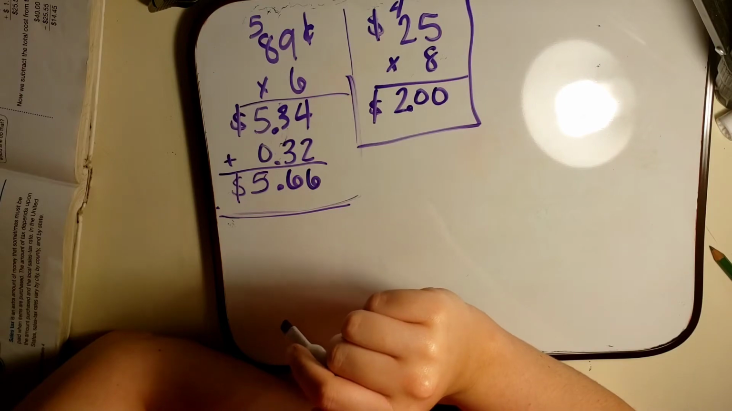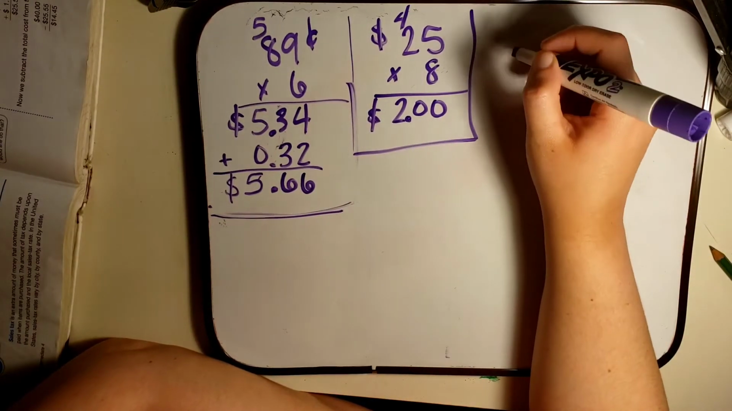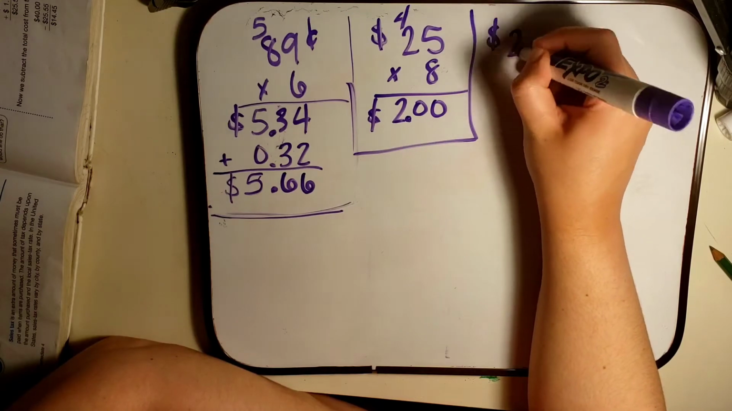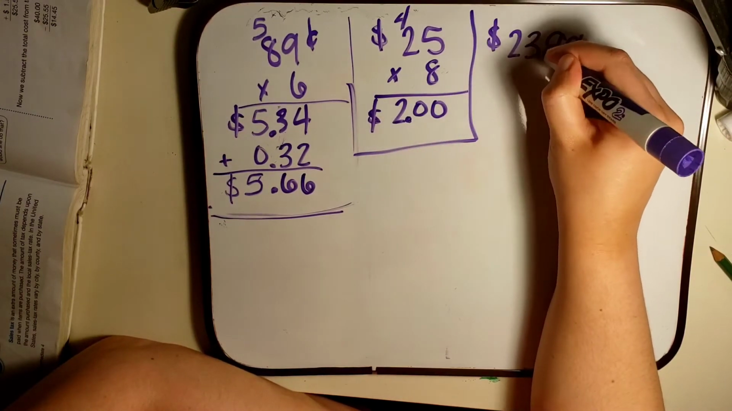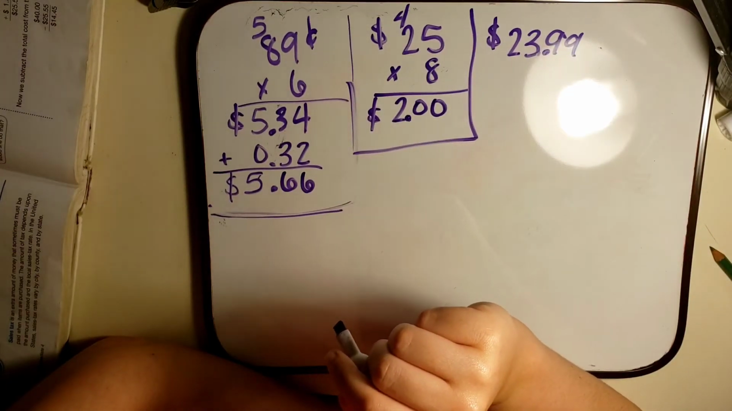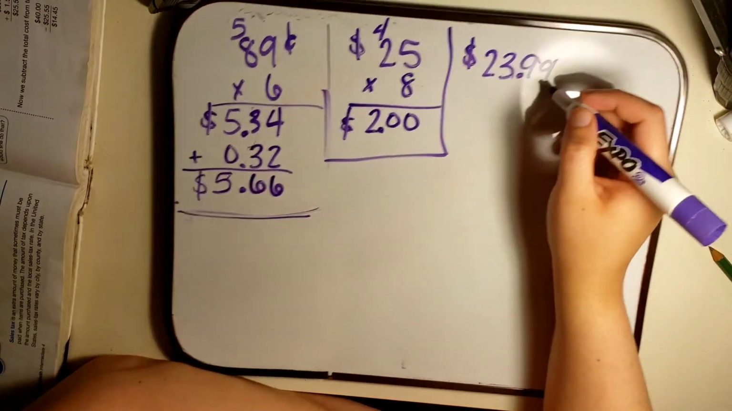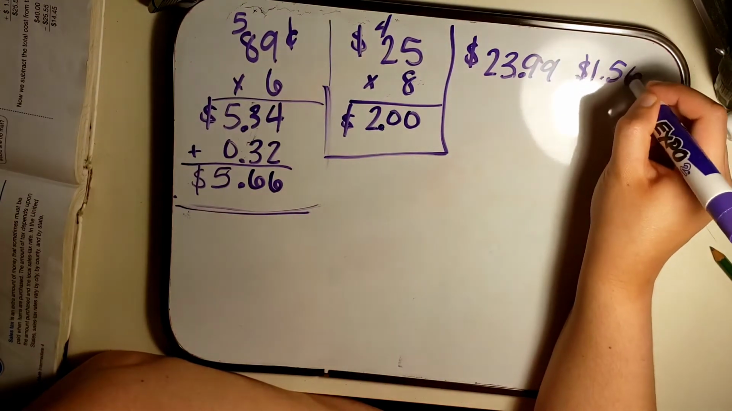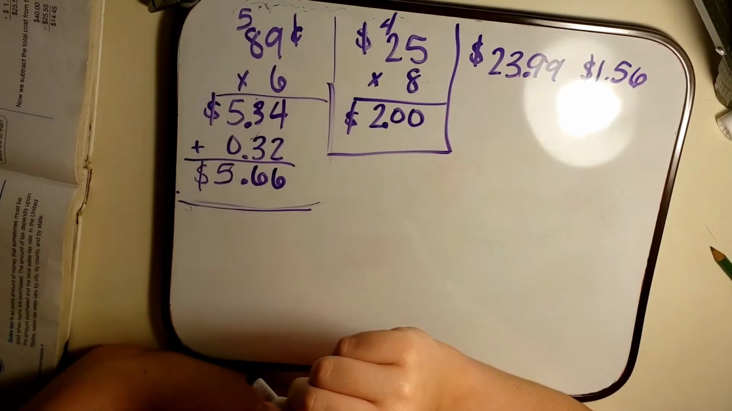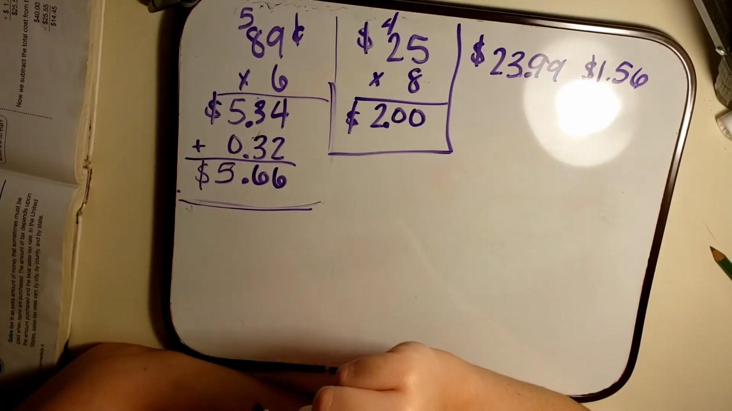So example 3 says Morgan bought a pair of pants priced at $23.99. Key information. $23.99. I'll move that decimal, make it bigger. The sales tax was $1.56. So another bit of key information, $1.56. Morgan paid the clerk $40. How much money would she get back in change?